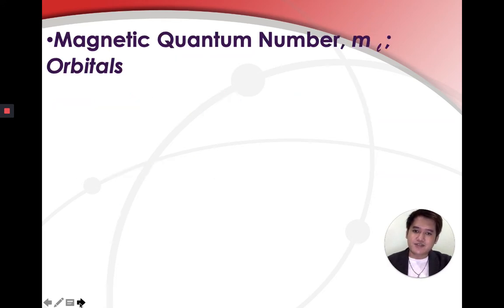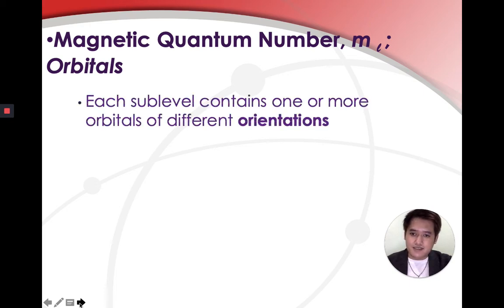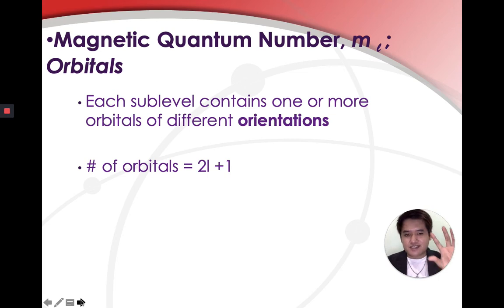All right? So, after identifying the azimuthal quantum number, we also have the magnetic quantum number, which gives us now the orbitals. Each sublevel contains one or more orbitals of different orientation. So this is our keyword here. If you talk about magnetic quantum numbers, these are now the orientations of the shape. For example, the sphere S has a spherical shape. No matter how much you turn it, there's only one orientation, there's only one face.